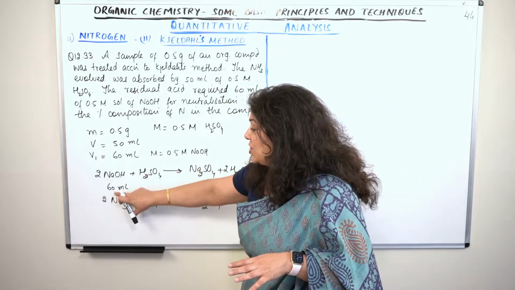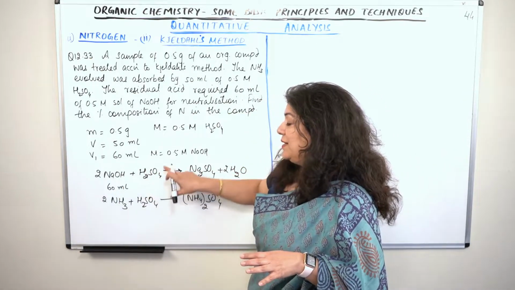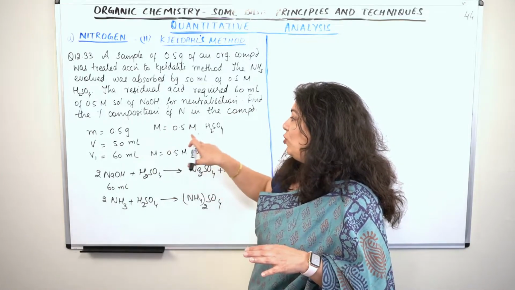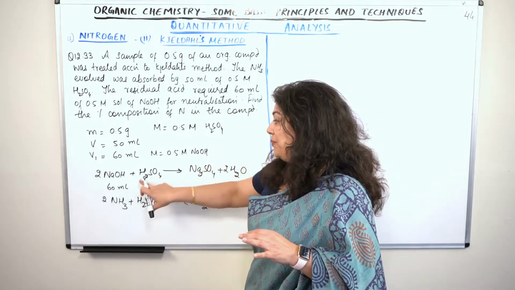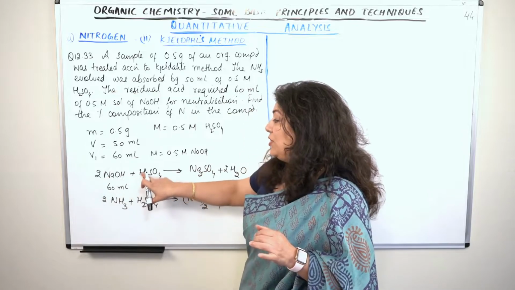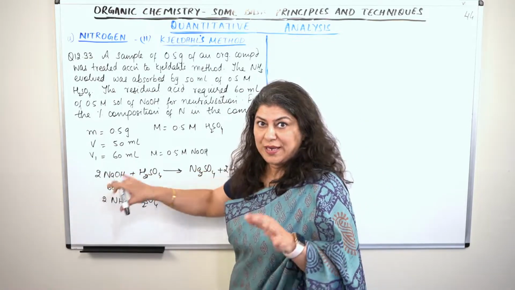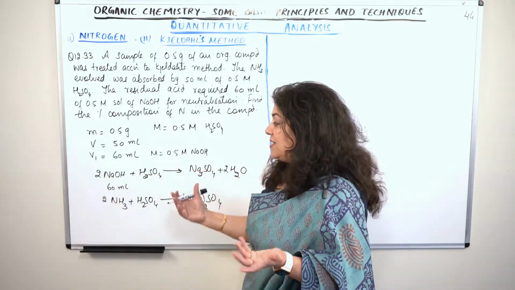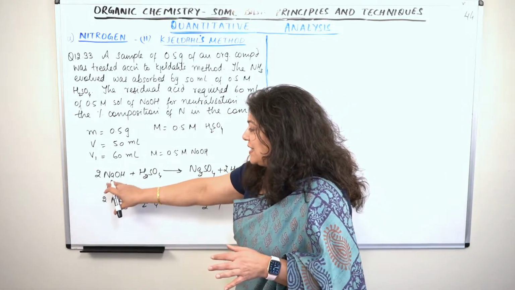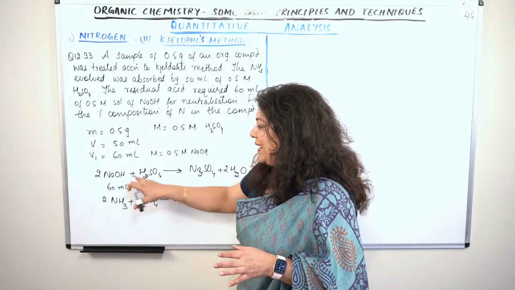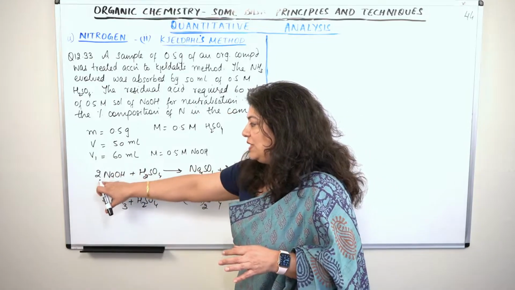So from this we can calculate, since the molarity of both NaOH and H2SO4 is the same. If this was 1 molar, then you would need 1 mole of this and 2 moles of that if they have the same molarity. And since they have the same molarity, if this is 60 ml, this is actually twice of H2SO4. 1 mole, 2 mole, you see this?